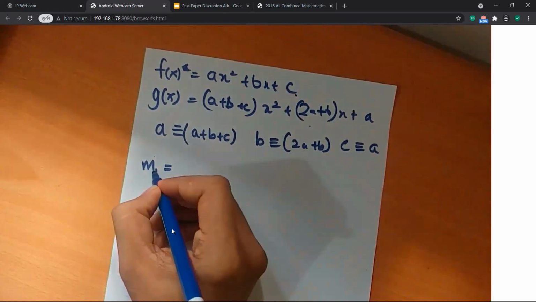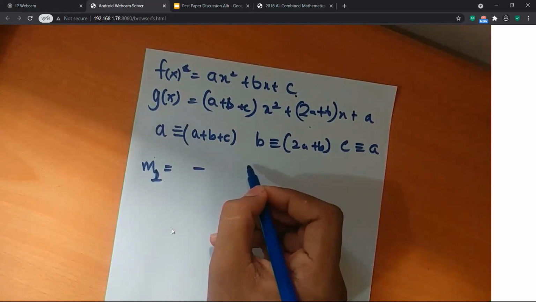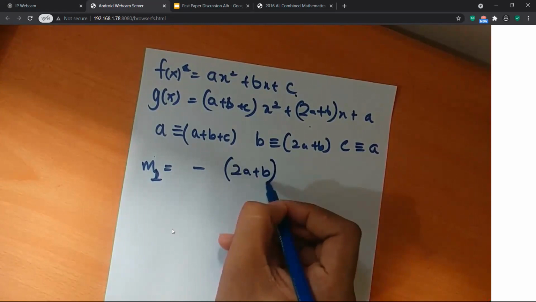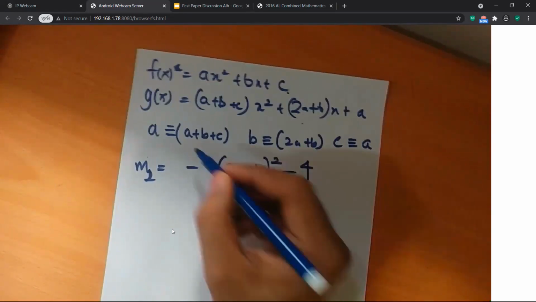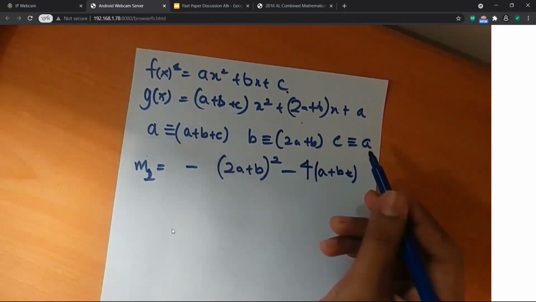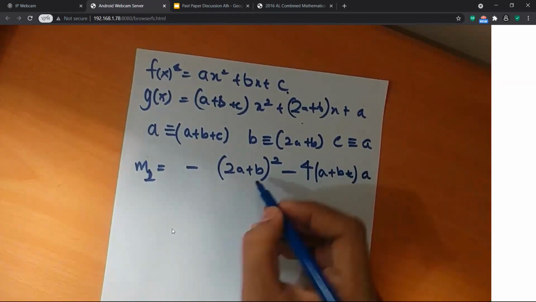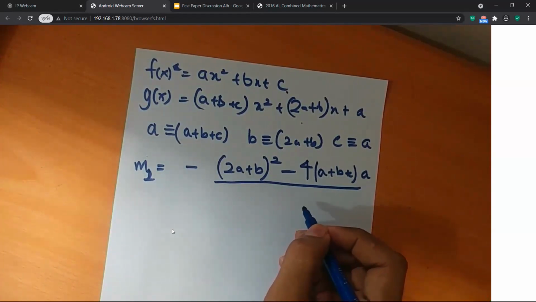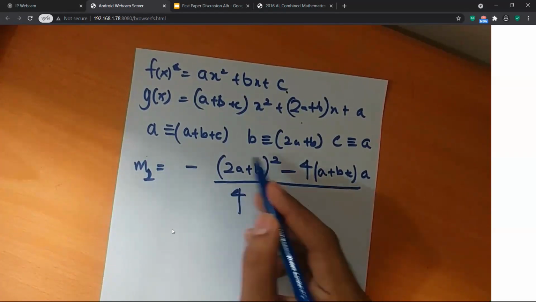So what is m2? m2 is minus b squared. Instead of b squared, what do we put? What is b here? 2a plus b, squared, minus 4ac. Instead of a, we put a plus b plus c, times c. And what is c? It's a. Divide the whole thing by 4a, where a is a plus b plus c.